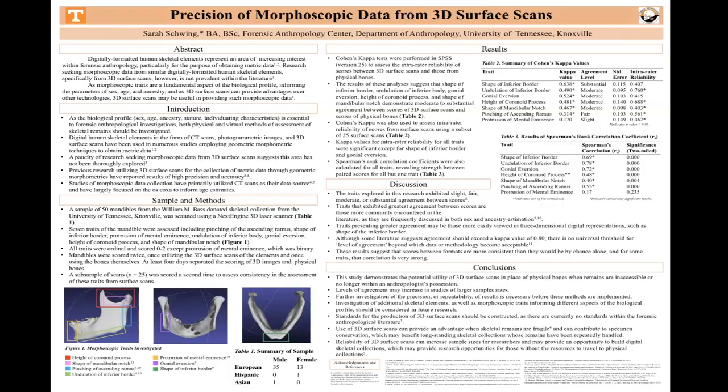After running Cohen's kappa for that comparison of dry bone and virtual bone, I ran the same scores through Spearman's rank correlation coefficient, and these results can be seen in Table 3. Pretty similar to the kappa values that we just looked at in Table 2, Spearman's correlation showed significant results for all but one trait. Again, that trait was protrusion of mental eminence, with a very low correlation score.